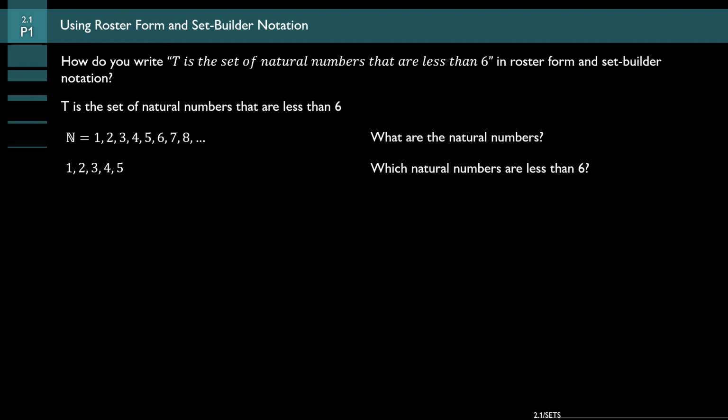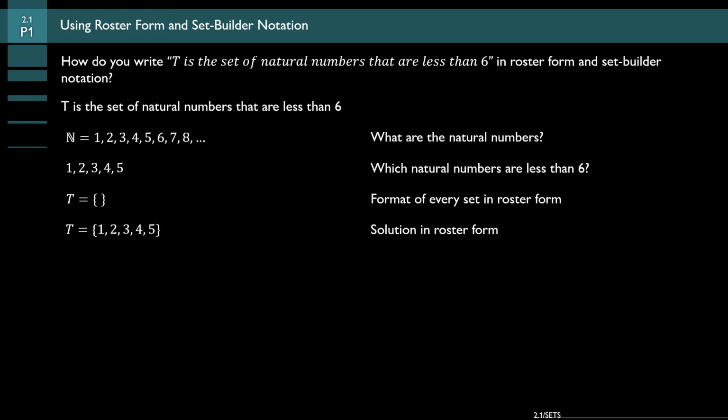Now we're going to start setting up our format for our set. Go back to the phrase that they gave you. T is the set of natural numbers. So we're going to start with that T. Drop down your T. Remember that is means equals, and then open brace, okay? Once we've got that set up, we can then start building out the roster. So T equals open brace, 1, 2, 3, 4, 5. That's the end of our roster, close brace, and we're done. That's the solution in roster form.